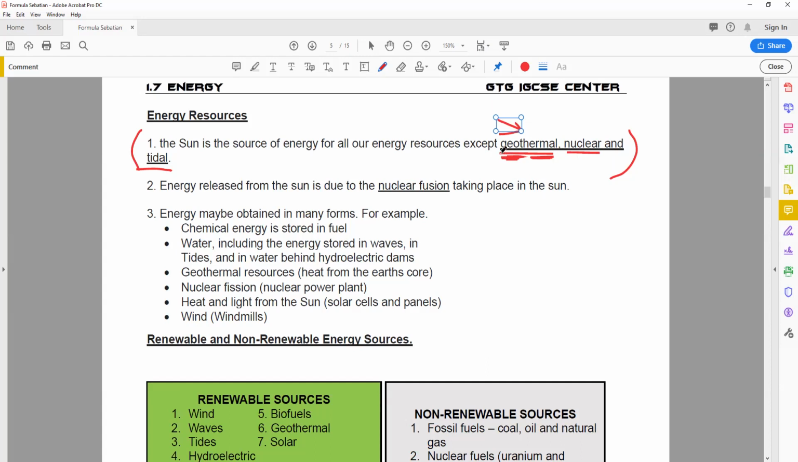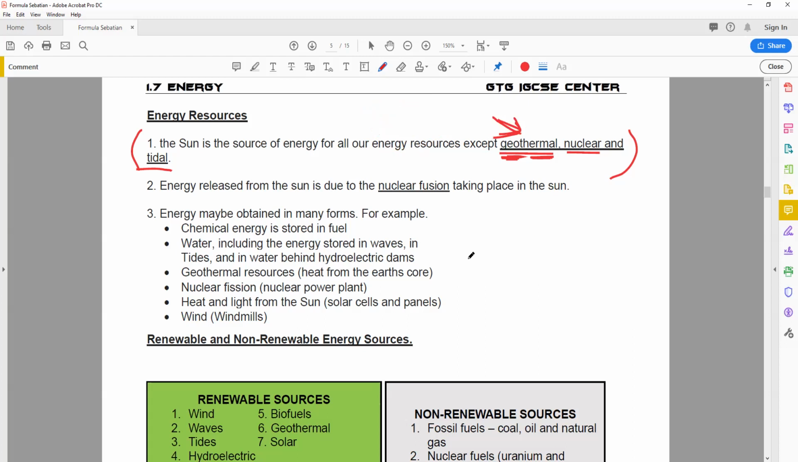Yes, it's from the core, right? It's from the core of the Earth. You learn this definitely in year 9 as well, right? The Earth's core is hot lava that is constantly spinning and generates the gravity. This is what they call geothermal.